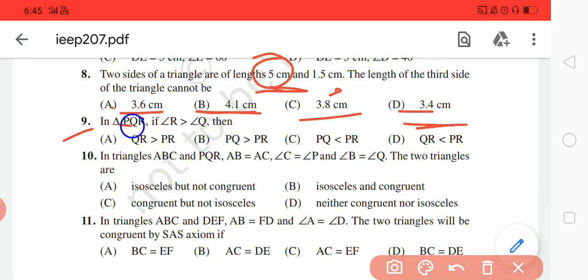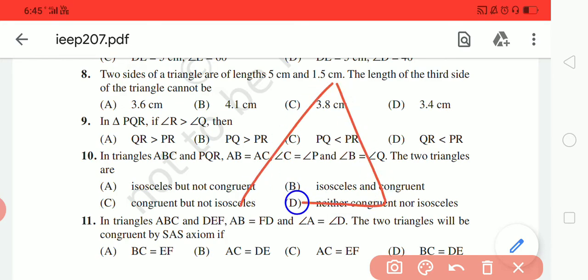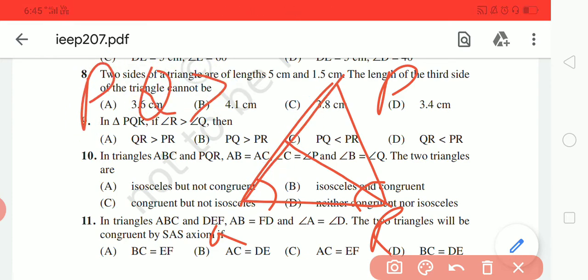In the triangle PQR, if angle R is greater than angle Q, then what can you say? If you draw this triangle PQR, we have given here R is greater than Q. The opposite side of R is PQ, and the opposite side of Q is PR. So you can say that PQ is greater than PR. So this is option B.